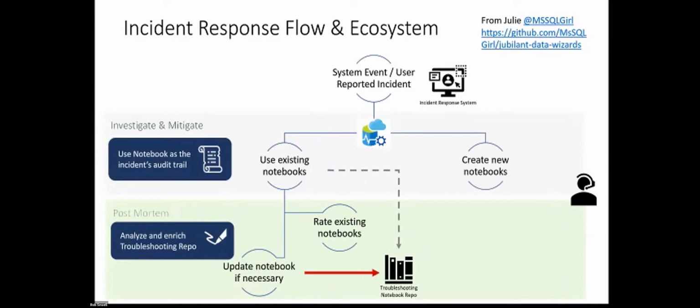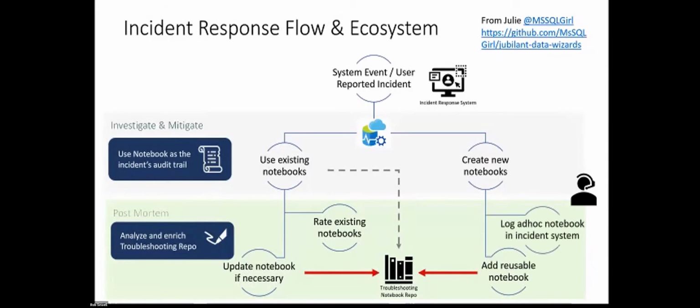Maybe there wasn't an existing notebook. Okay, open a blank notebook. Right at the top, something went wrong, and then carry on as before. Investigate, mitigate, put everything into your notebook. And then afterwards, in the post-mortem, you're probably going to spend a bit more time writing up your new notebook, making it look and feel and document everything that you've done, and then add it back into your troubleshooting repository. Automate as much of it as you possibly can. If you can create systems within your incident response system, within your management systems, that can automatically enable you to log notebooks in or open the correct notebooks, then find the ways to be able to do that.